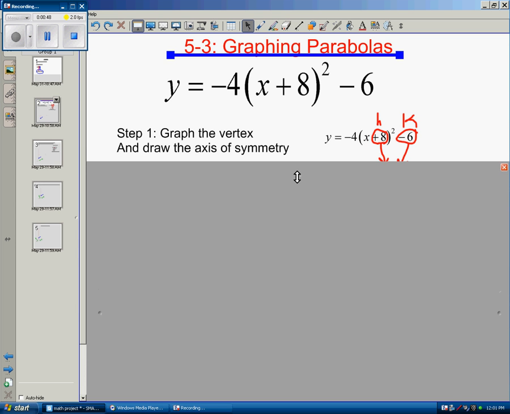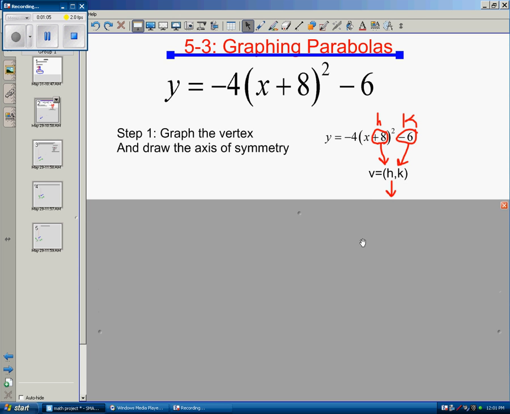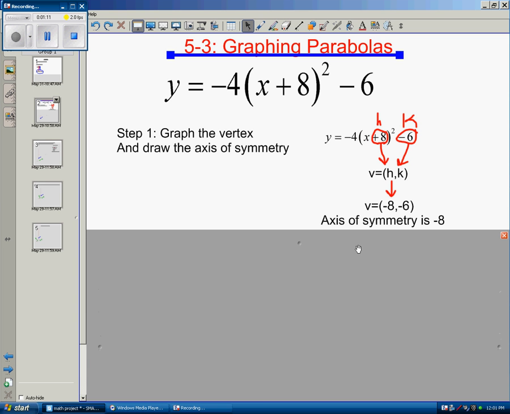The first step is to graph the vertex point and draw the axis of symmetry. To find the vertex point, you take the h and k values from the problem, which is -8 for the h value, and k is going to be -6. So your vertex point is (-8, -6). The axis of symmetry is the x value of the vertex point. The axis of symmetry for this problem is going to be -8.